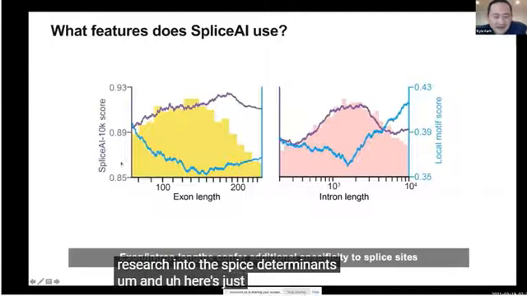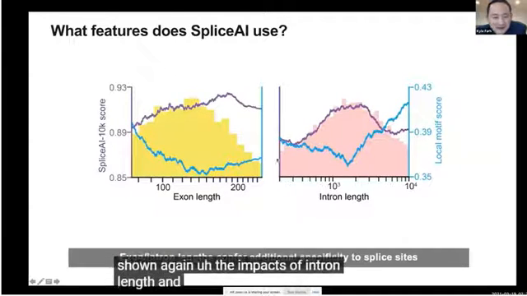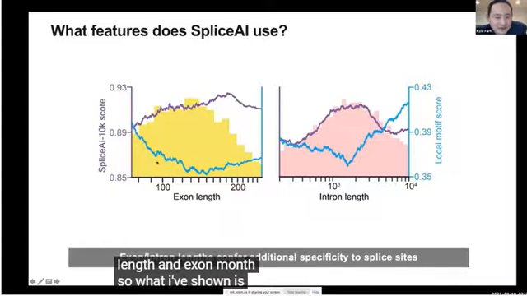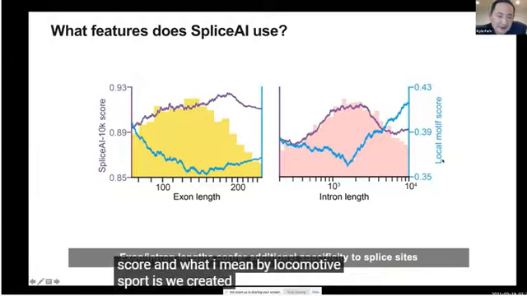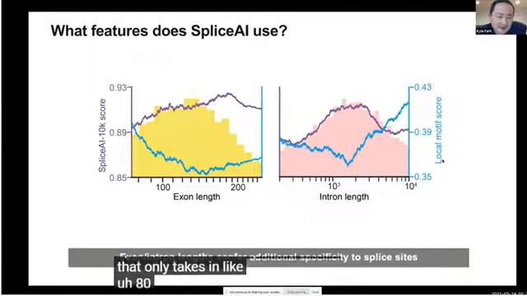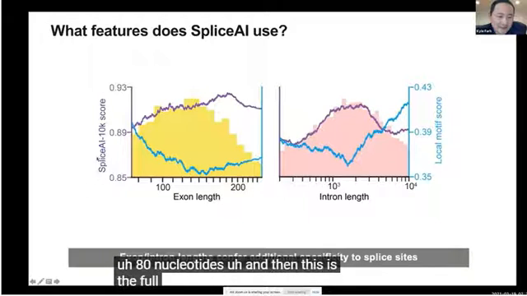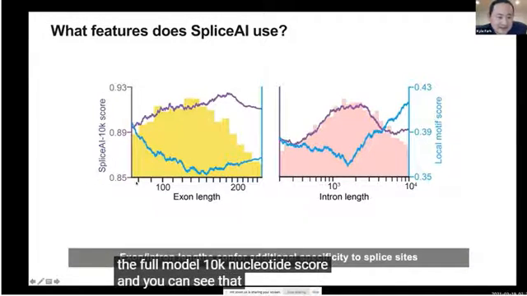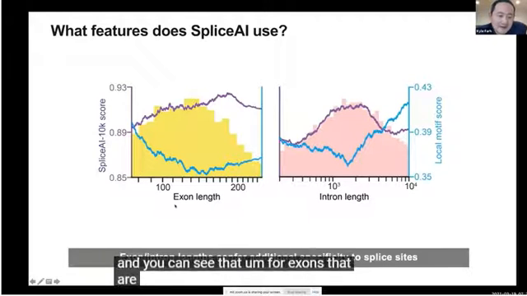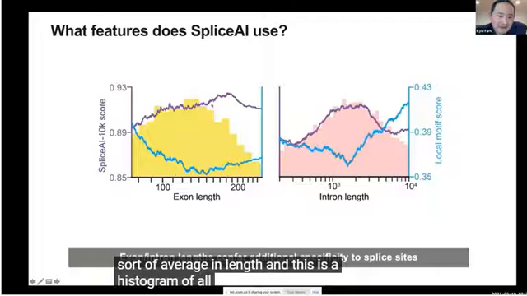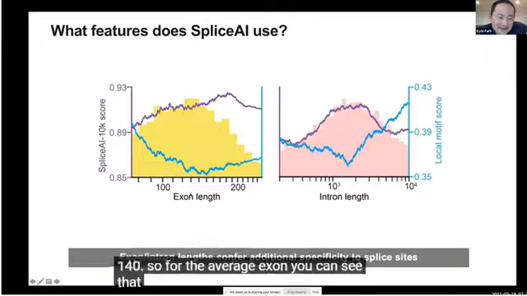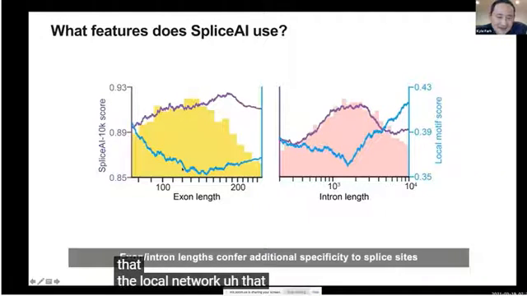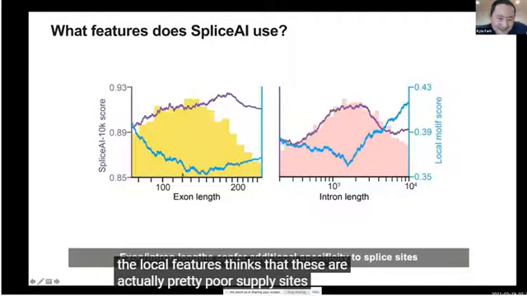And here's just shown again the impacts of intron length and exon length. So what I've shown in blue is the local motif score. And what I mean by local motif score is we created a splice site network that only takes in like 80 nucleotides. And then this is the full model 10K nucleotide score. And you can see that for exons that are sort of average in length, and this is the histogram of all exon lengths, so it peaks at around 140. So for the average exon, you can see that the local network that only looks at the local features thinks that these are actually pretty poor splice sites.